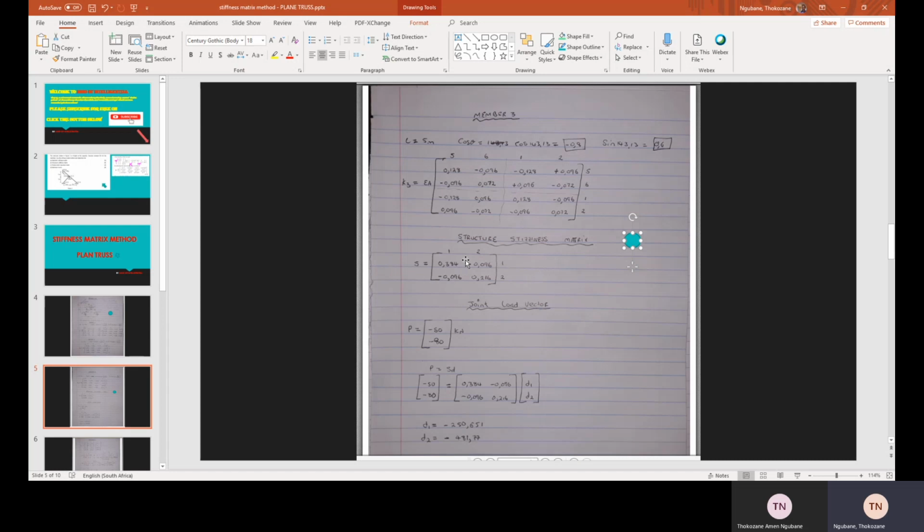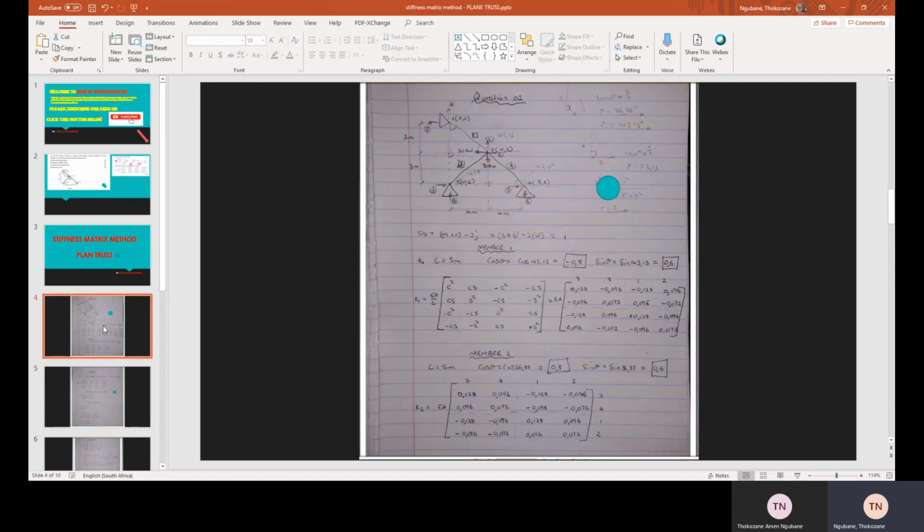Okay, we're going to group. We'll be adding every K value where we have 1 and 2. We're going to add those values. For example, let's look at here. Let's check this one.